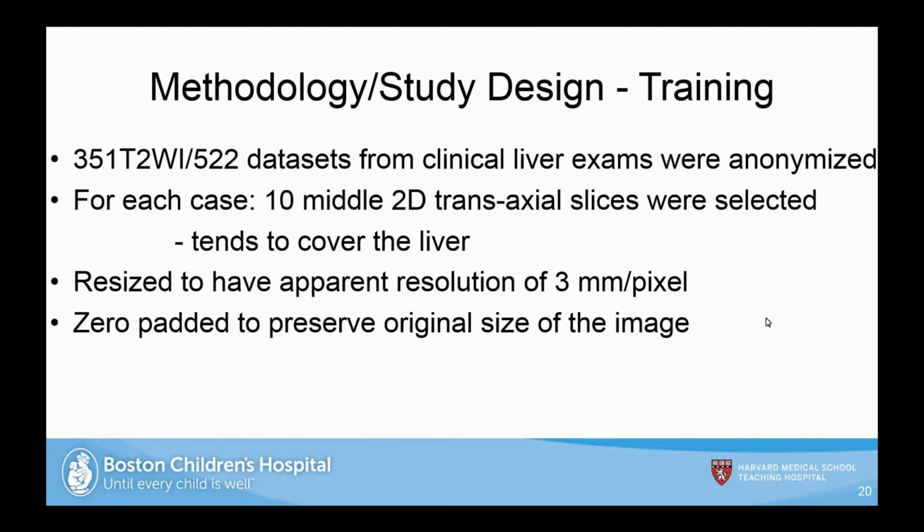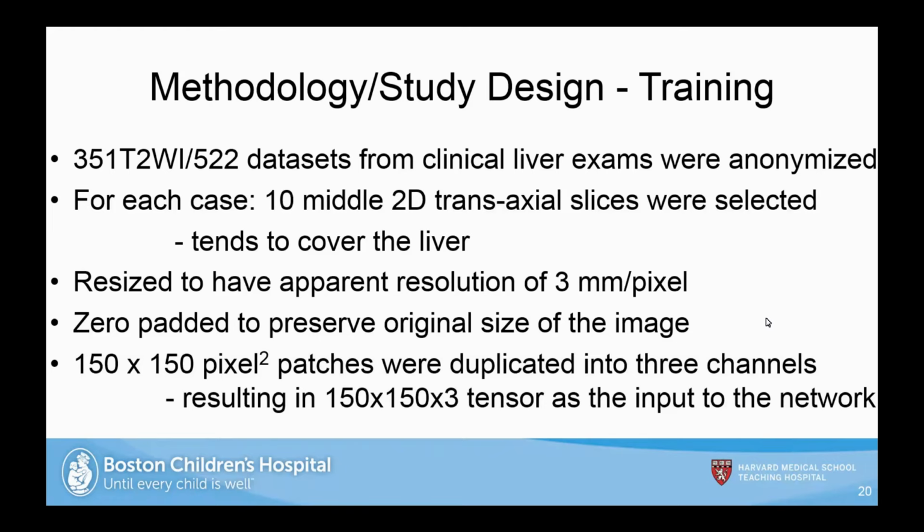And they zero-padded to preserve the original size of the image, as I mentioned. And then the 150 by 150 pixel patches were duplicated into 3 channels, resulting in a 150 by 150 by 3 tensor as the input of the network. So they didn't really explain what a tensor was, but I looked it up.